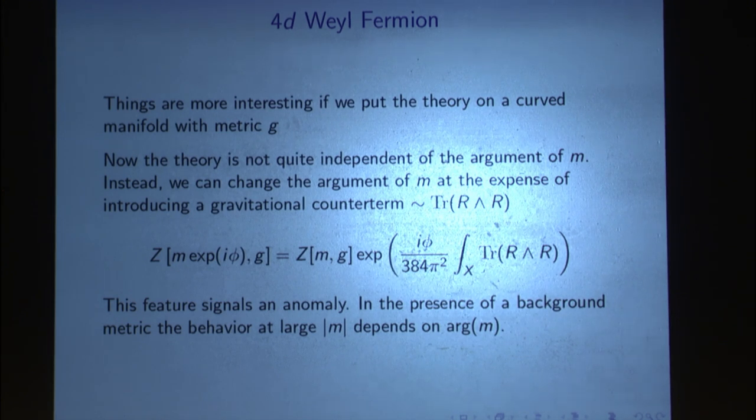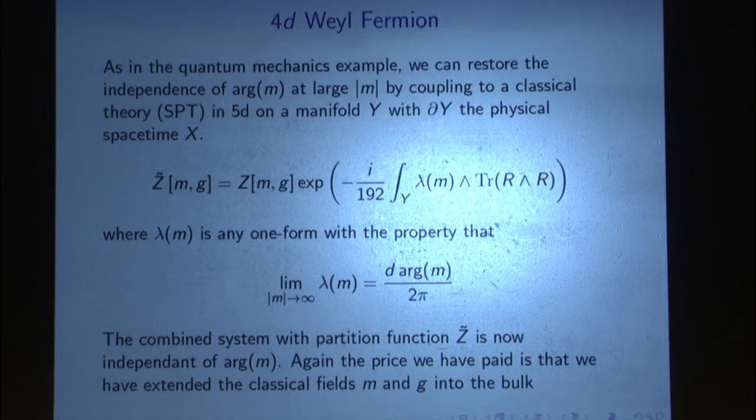And so just as in our quantum mechanics example, this signals some kind of an anomaly. In the presence of a background metric, the behavior at large absolute value of m depends on the argument of m. OK. So just like in the quantum mechanics example, we can now try to restore the independence of the partition function on arg m by coupling to some classical 5D bulk.